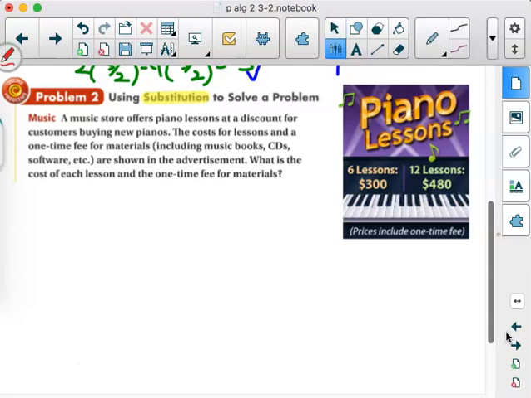So this one says 6 lessons, and I realize, well, I do know how many lessons, I just don't know how much each of those lessons costs. So I'll have x equal the cost of the lesson. They said that's not all you have to pay. In addition to the 6 lessons, you also have to pay a one-time fee. I don't know what that one is either. I'll have that be y.